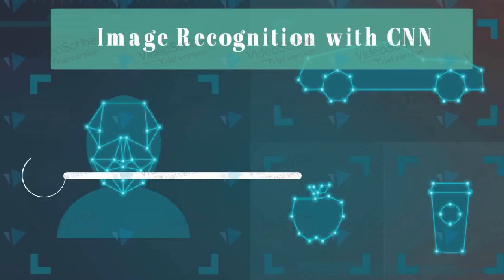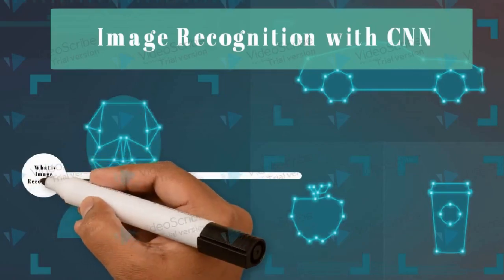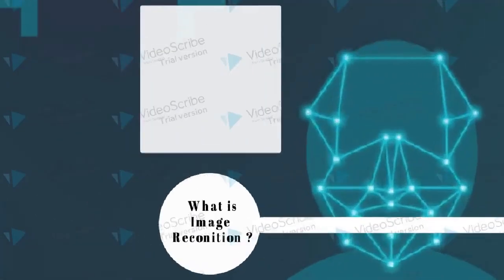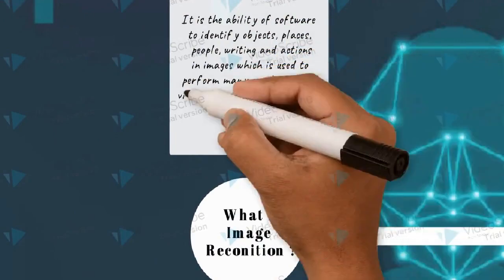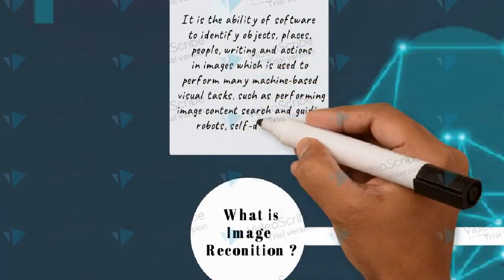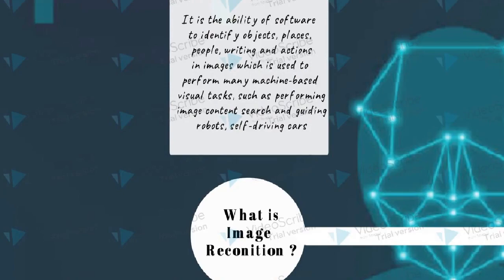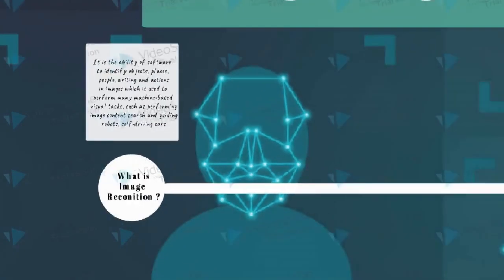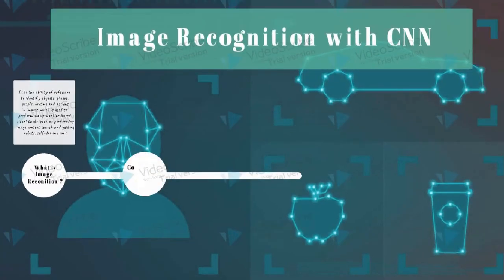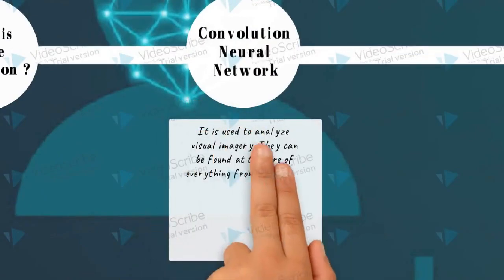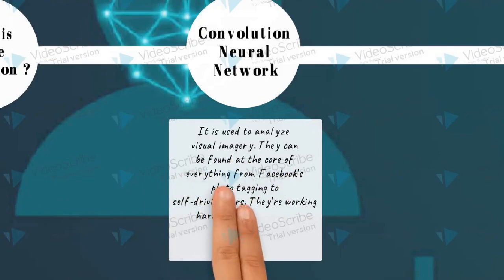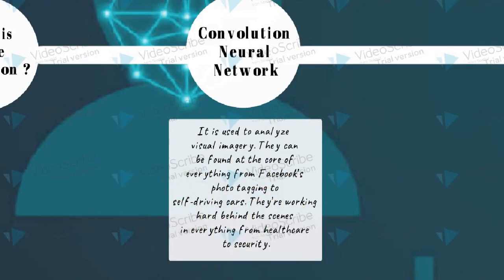Image recognition, in the context of machine vision, is the ability of software to identify objects, places, people, writing and actions in images. It is used to perform many machine-based visual tasks, such as labeling the content of images with meta tags, performing image content search, self-driving cars and accident avoidance systems. Next comes the concept of CNN. The convolutional neural network or CNN is a class of deep learning neural networks. CNNs represent a huge breakthrough in image recognition. They can be found at the core of everything from Facebook's photo tagging to self-driving cars.